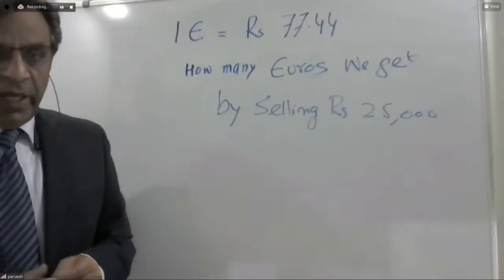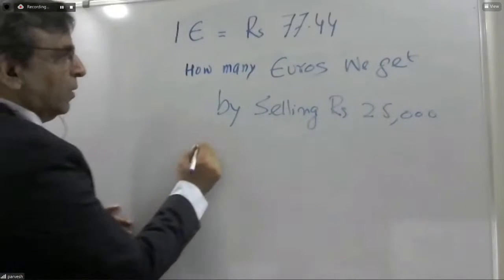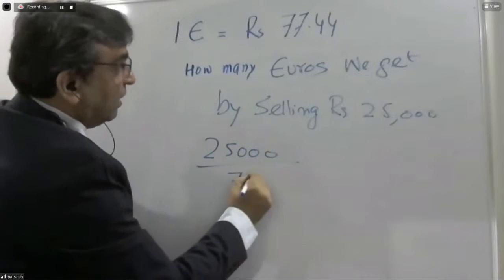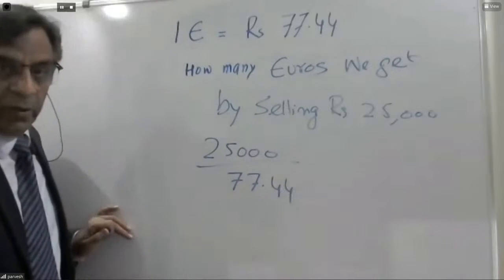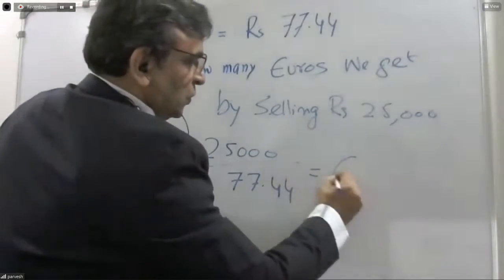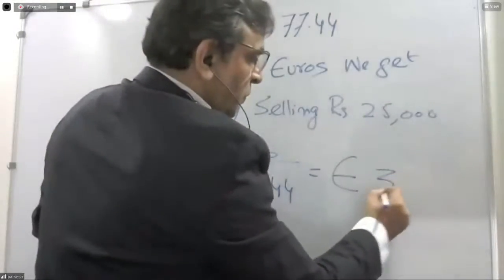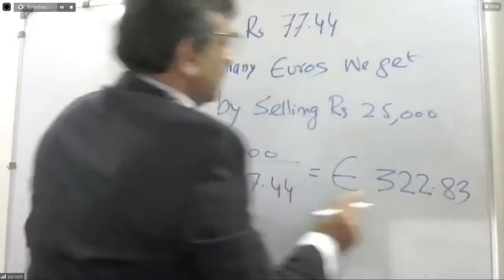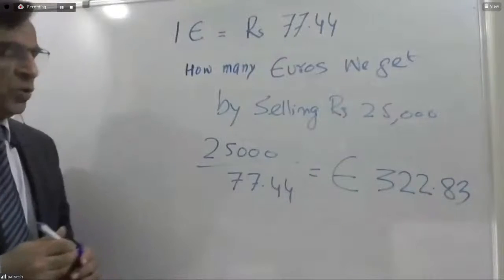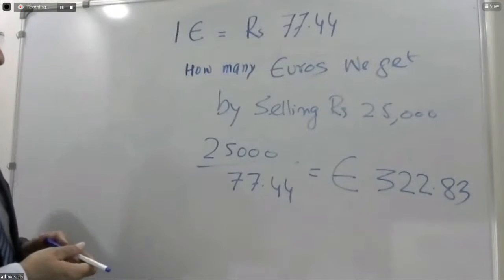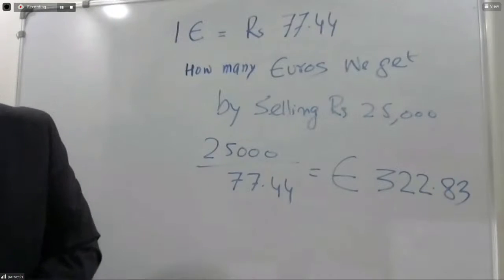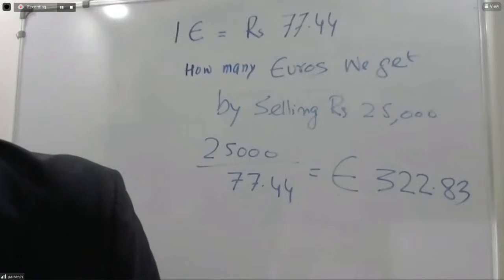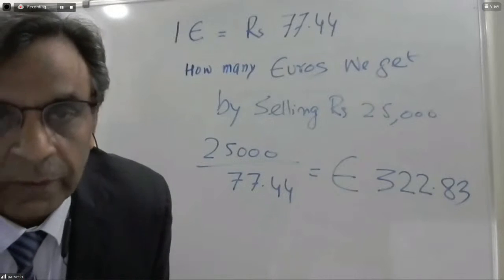So please solve it. So here, basically, it will be 25,000 divided by 77.44. Okay. So which will give you the answer as euros 322.83. So in 25,000 rupees, you have 322.83 euros. Okay. I think you people are doing it for us.